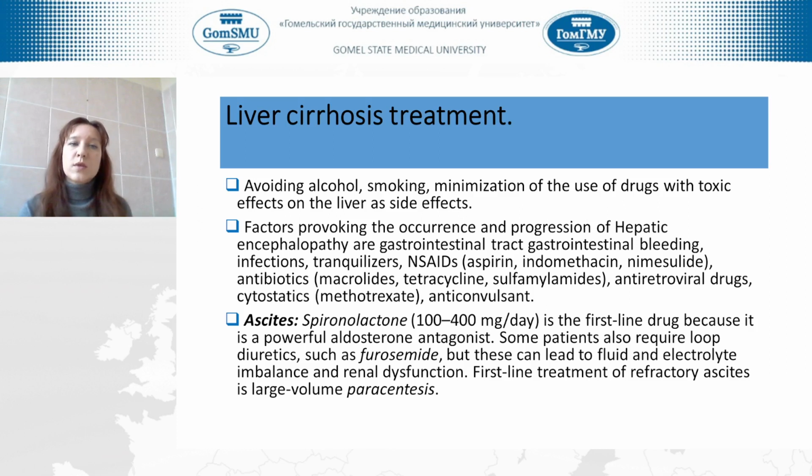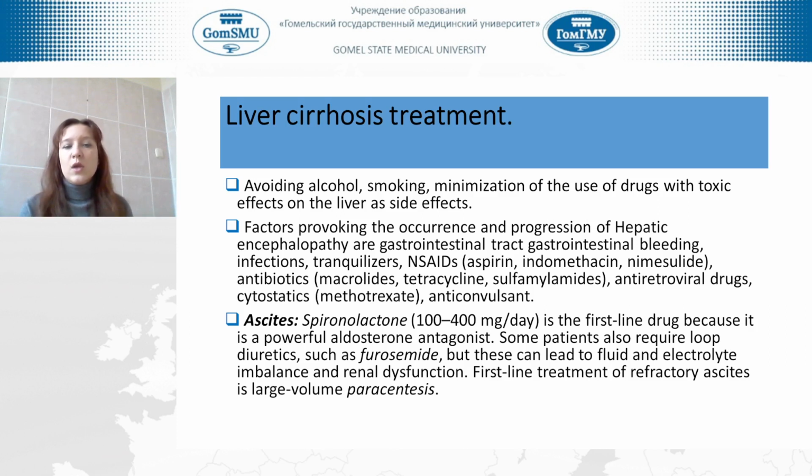Liver cirrhosis treatment. Patients should avoid alcohol, smoking, and eliminate other drugs with toxic effects on the liver as side effects. Factors provoking the occurrence and progression of hepatic encephalopathy: gastrointestinal bleeding, infections, tranquilizers, NSAIDs, aspirin, antibiotics such as macrolides, tetracycline, sulfonylureas, antiretroviral drugs, cytostatics, methotrexate, anticoagulants.